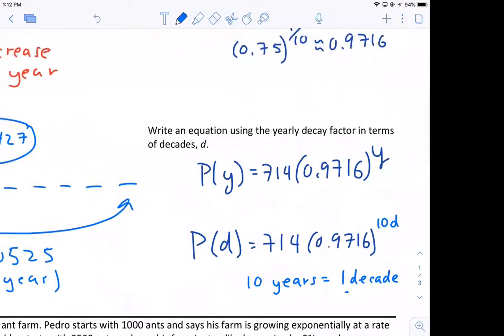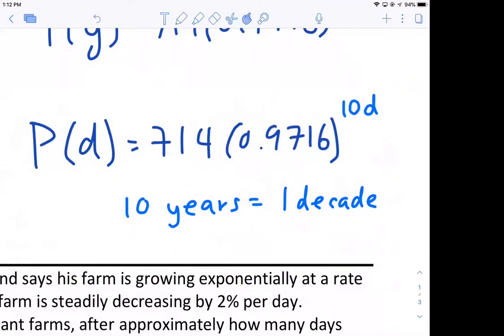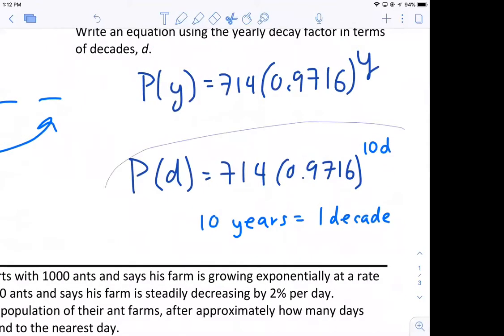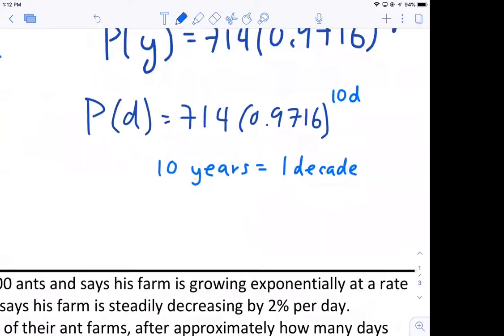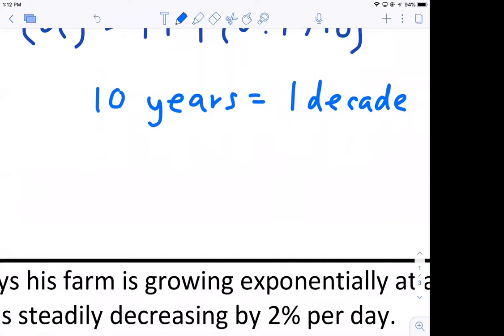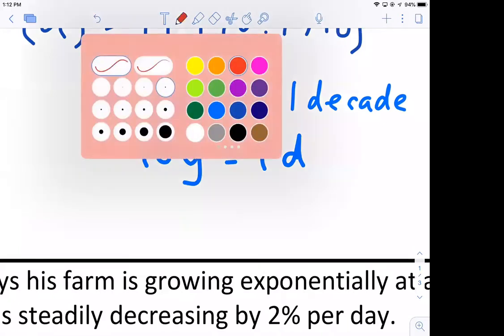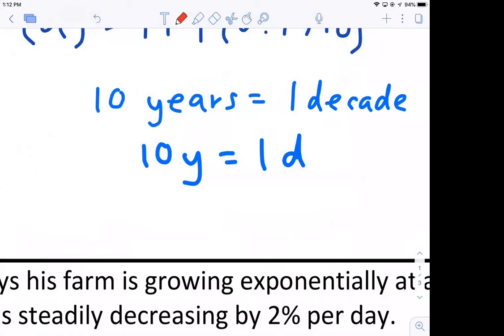So let's see if this makes sense. If you're using the yearly growth rate and we want to have a time in decades, well, we know 10 years is equal to 1 decade, but that does not mean 10y equals 1d. I'm going to use the letter D for decade. Because if you think about it, let's say we have 1 decade, so D is 1. So we're going to be saying that 1 decade is equal to, well, we know a decade is 100 years, that's going to be 100. That doesn't make any sense.